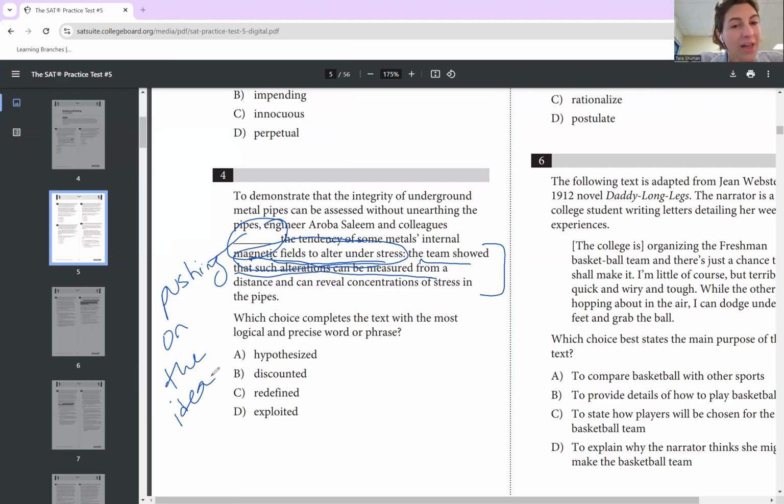To hypothesize, again, is going to be the trick answer. Everyone's going to want to pick that, right? But once you're pushing on the idea, you're not doing the hypothesis. You're actually testing the hypothesis. That minute difference is the difference between getting this problem right or wrong. You've got to expect that the SAT is going to do that. So we're not going with that. It is so tricky. Are they going to discount it? No, it's not quite the opposite. They're going to really lean on it. So it's not that. Are they going to redefine it? No. And so we end up with exploited.